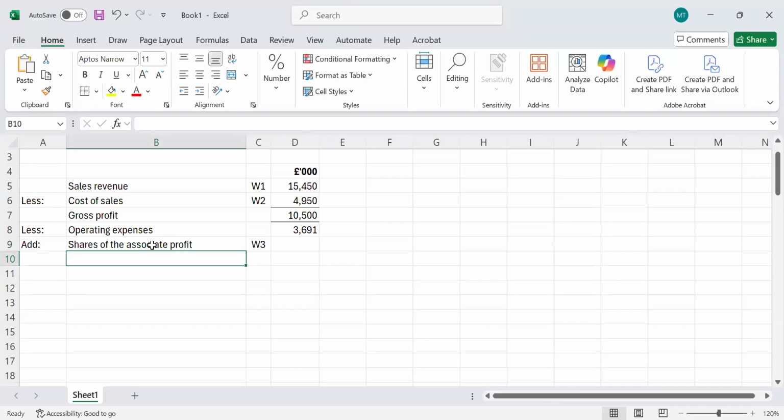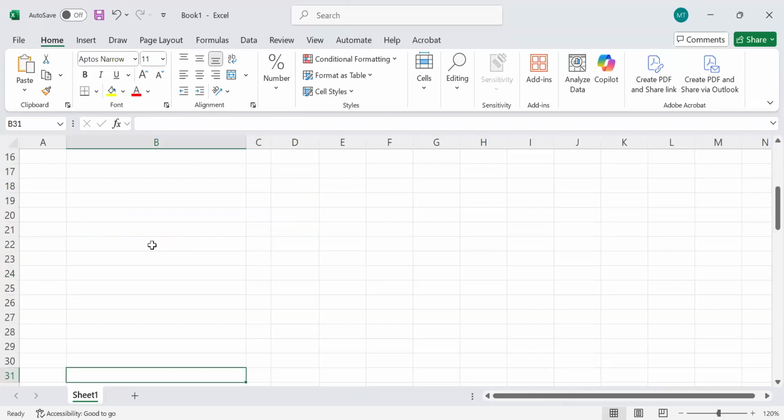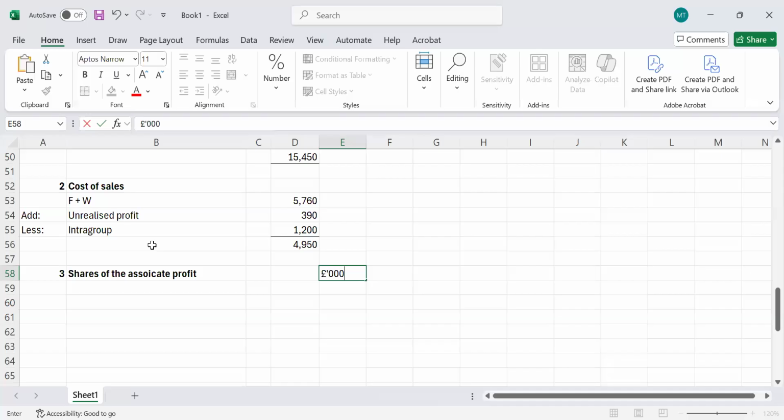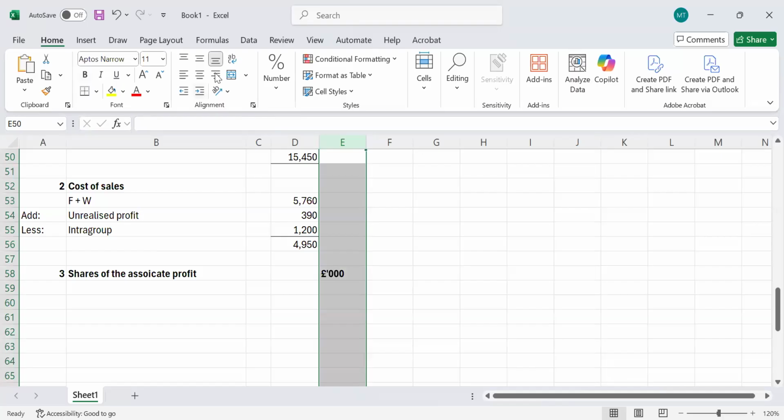So what adjustments? First of all, in working 3, put the heading first. So we are working for shares of the associate profit. We will start step by step, and I'm going to do it here in 2 columns. So put the 1000 here as well.